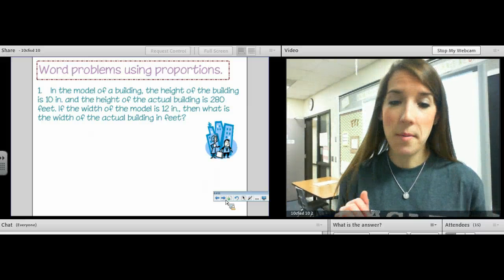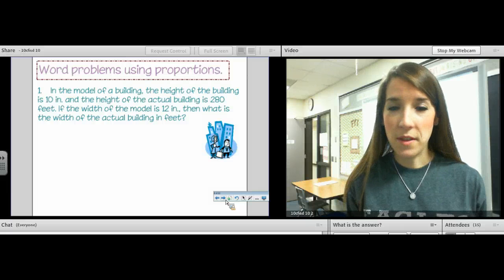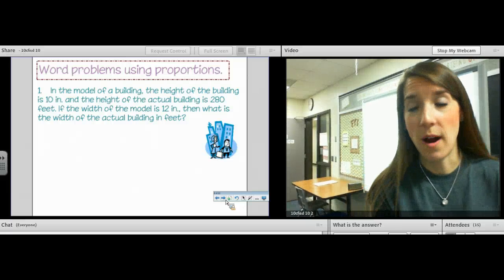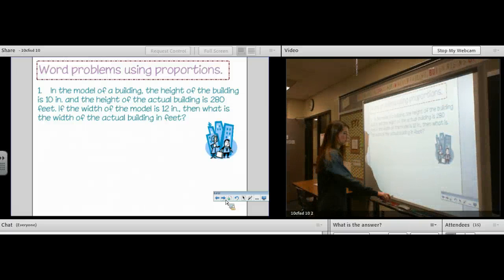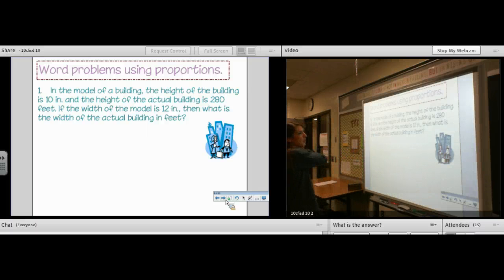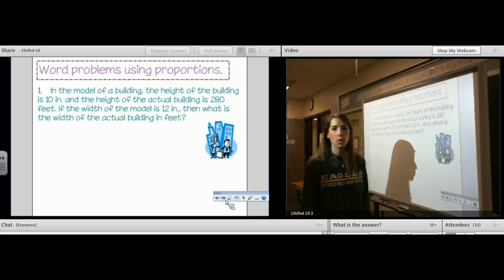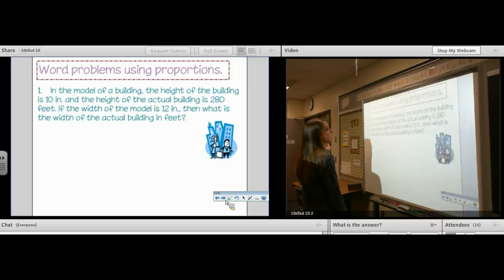All right, so I would offer this advice first: I would just write a proportion. There are multiple ways to write a proportion. You can put height over height equals width over width, or you can do height over width equals height over width. I'm going to keep my heights together and my widths together.